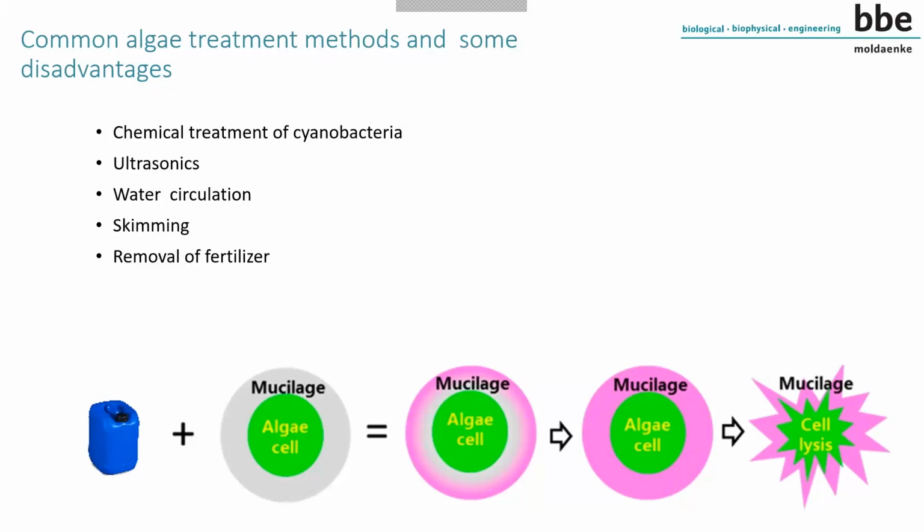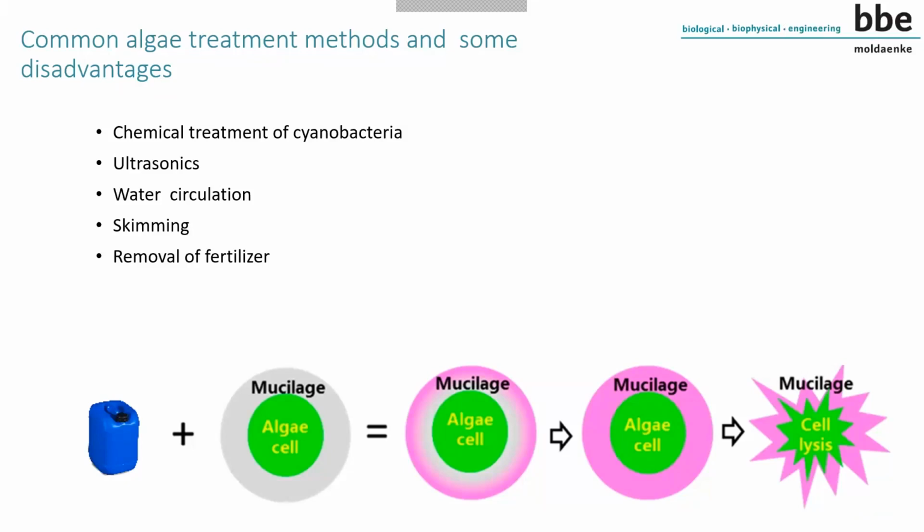Skimming is another one. Perhaps you remember that during the Olympic Games in 2008 in Beijing, they used this way with lorries. They brought away all these algae from the surface, but it's very costly and also difficult.